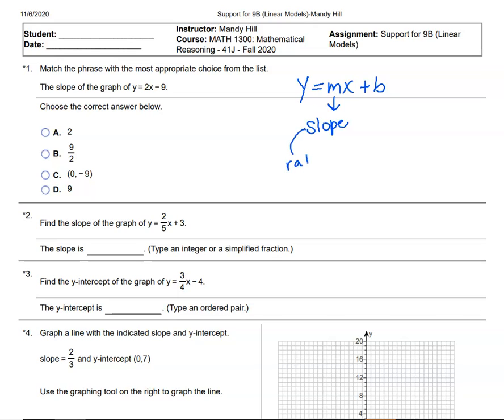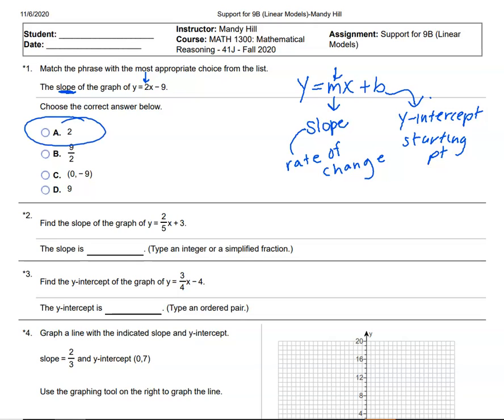Another word for slope is rate of change. B is your y-intercept, and sometimes we call that the starting point. Okay, so if it's asking for the slope here, what the slope of the graph, we're looking for the number in front of the x, and it's 2. It's just as simple as that. That would be our rate of change. Our starting point would be the minus 9, which would be our y-intercept.